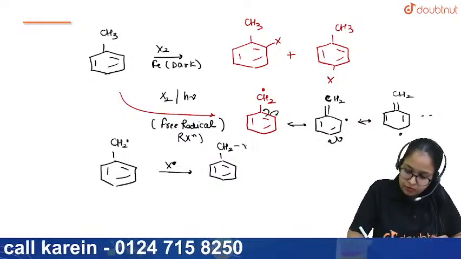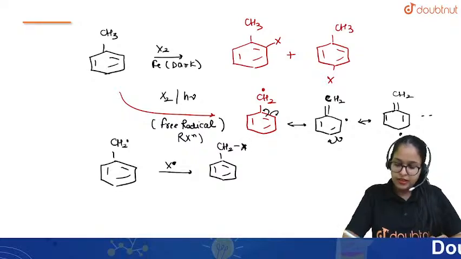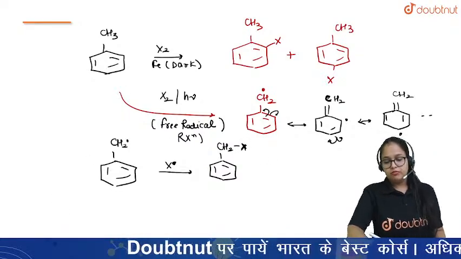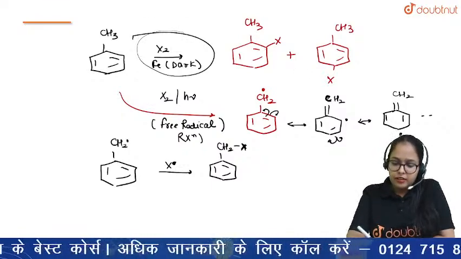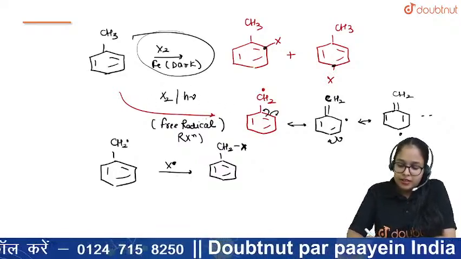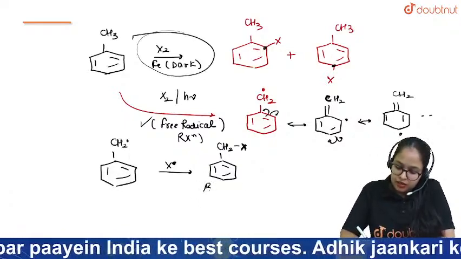This is not haloarene, benzylic halide, right? So this is the thing you have to remember: whenever you react X2 in presence of iron and dark conditions, you get haloarenes, and whenever you react X2 in presence of a free radical, you get benzyl halide.